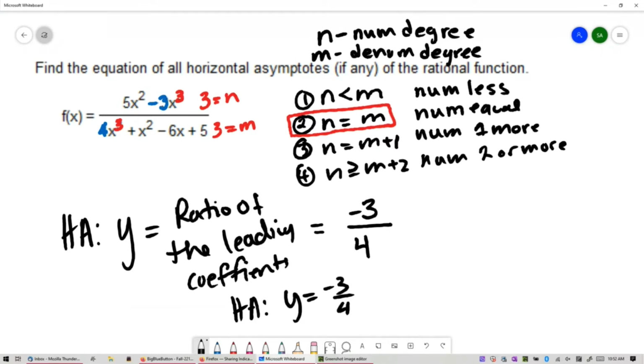So that's for the second case. If we were in the first case, our horizontal asymptote would be y equals 0. And in these last 2 cases, there is no horizontal asymptote. So anytime the numerator degree is larger, there is no horizontal asymptote.